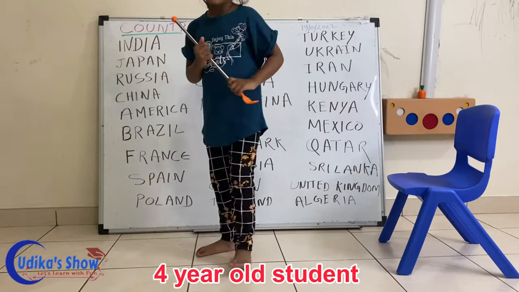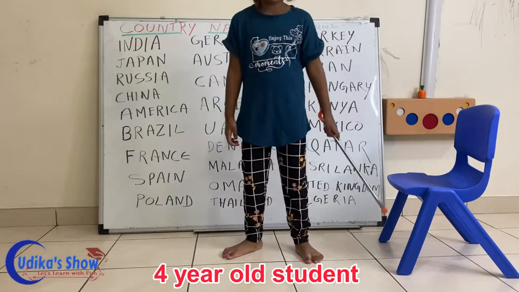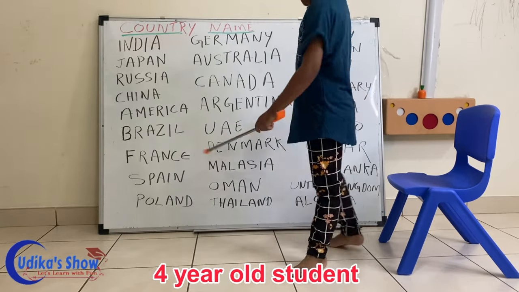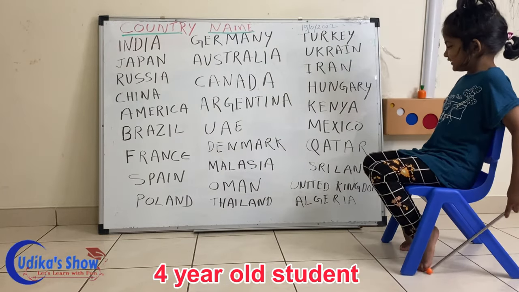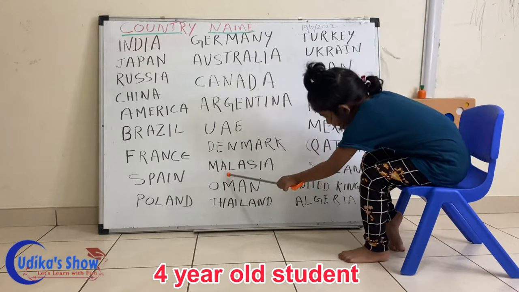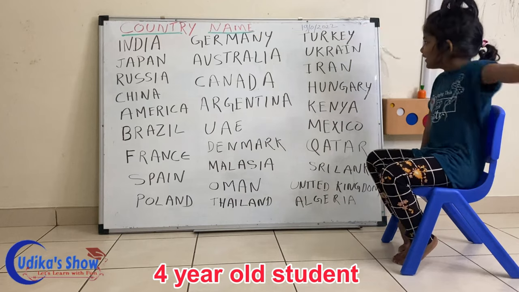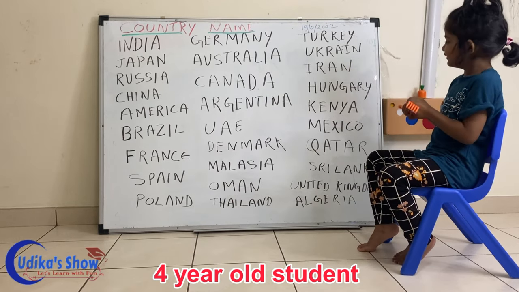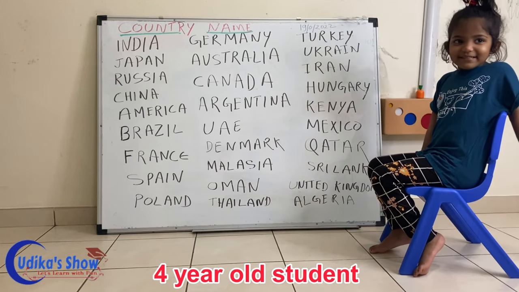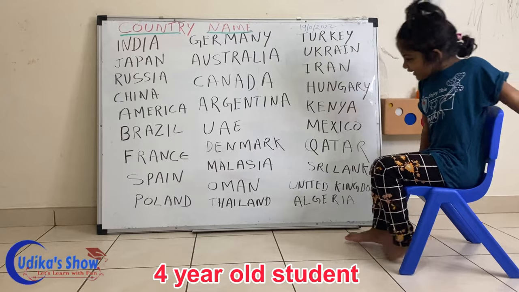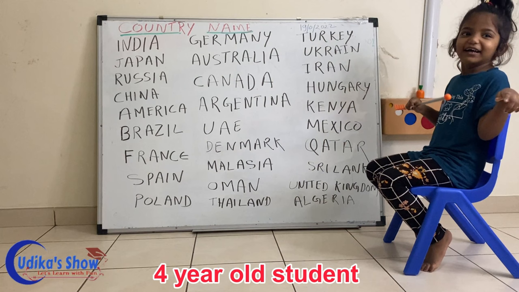And where is Kenya? Where is Kenya? Kenya, not Canada. Very good. And where is Oman? Oman. Very good. Where is Turkey? Where is United Kingdom? United Kingdom. Slowly, slowly. And where is France? France. Very good.